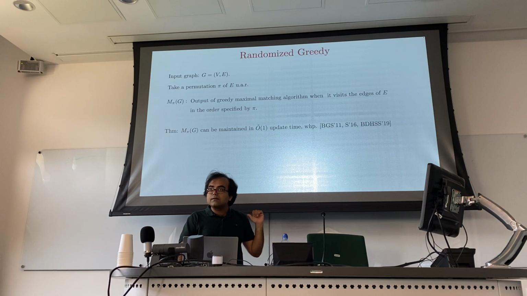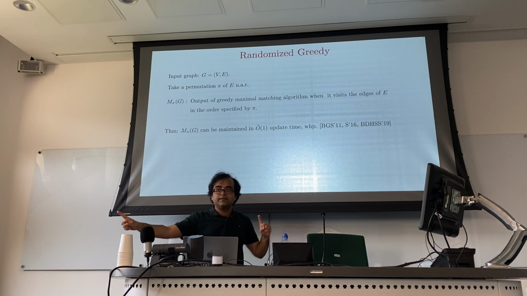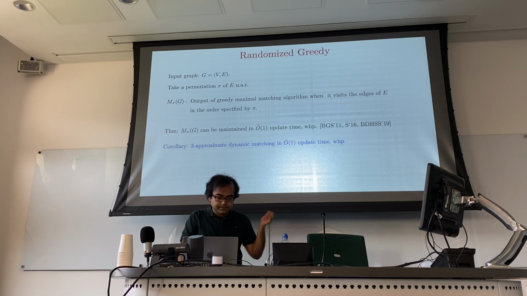Is it the same random permutation for all updates? Yeah, for all updates. But the updates need to be oblivious to the source of randomness. Okay. So it's a very clean result to remember that, okay, randomized greedy can be maintained. Yeah. So that means 2 approximate dynamic matching can be maintained in polylog update time with high probability.